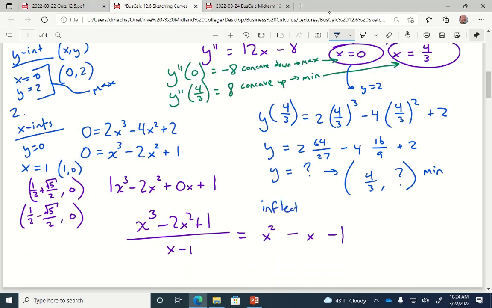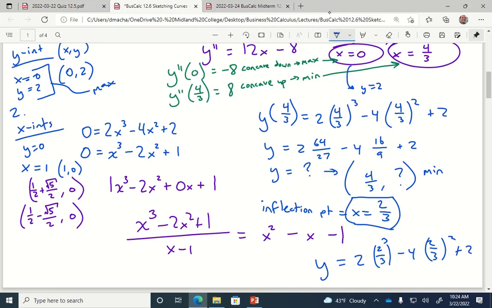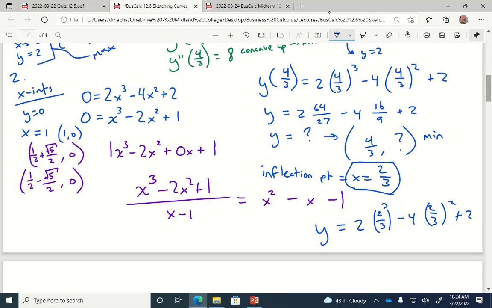So I have an inflection point at x equals 2/3. And you can find the y value for this inflection point the same way. You just have to plug that into y equals 2 times (2/3) cubed minus 4 times (2/3) squared plus 2, and use your calculator to figure this out. And that would give you the y value for your inflection point.